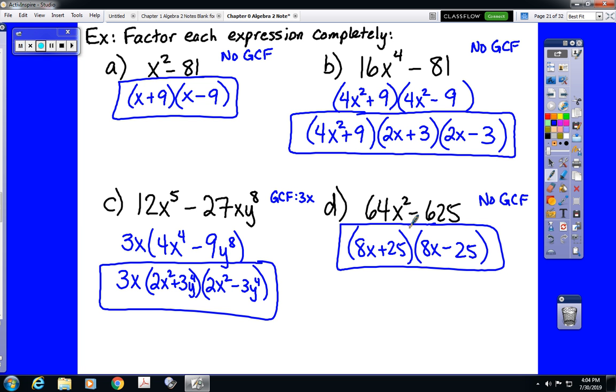That is how we factor difference of two perfect squares. That's the end of video 2 of 4. Our next video will cover trinomial factoring.